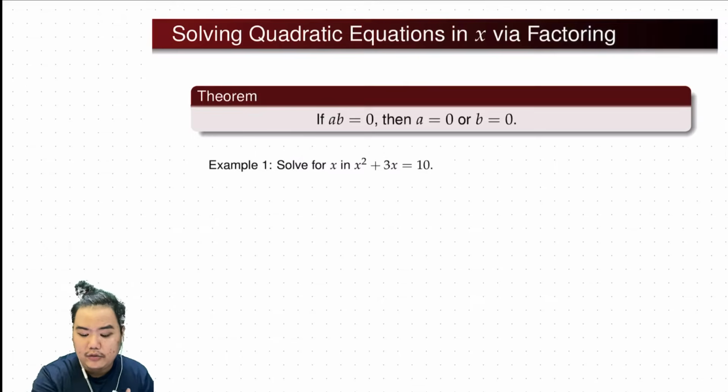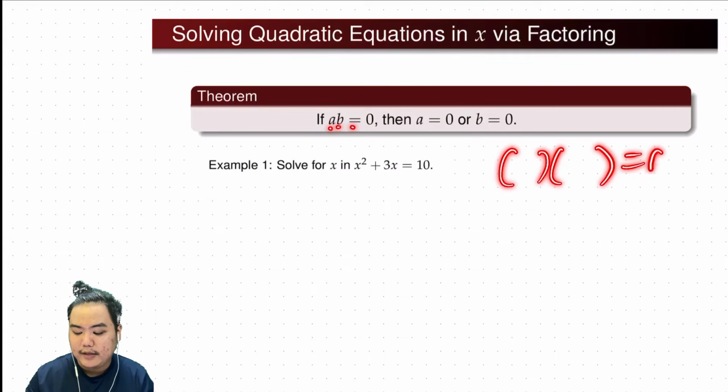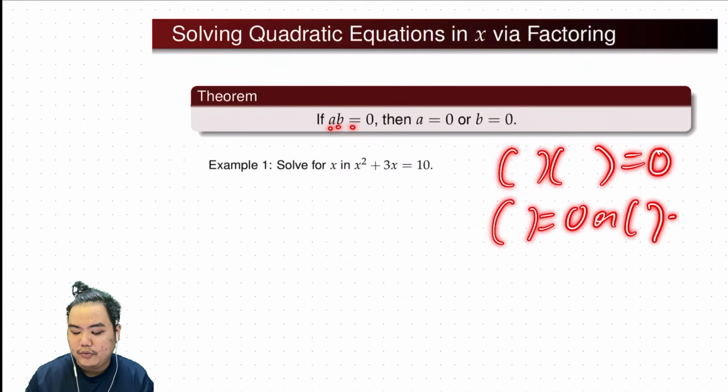So, gagamitin natin tong property na ito para ma-solve via factoring ang quadratic equation. Meron tayong property na if you multiply two numbers and the product is 0, then at least one of them is 0. So, if AB is 0, then A or B is 0. So, at least one of them is 0. Okay? So, ganito yung gagawin natin. Kailangan naka-0 yung isang side, factor yung isang side. So, magiging A times B equal to 0. Ganyan na siya. And then, equate each factor to 0. Tapos, to solve nyo yung each factor.